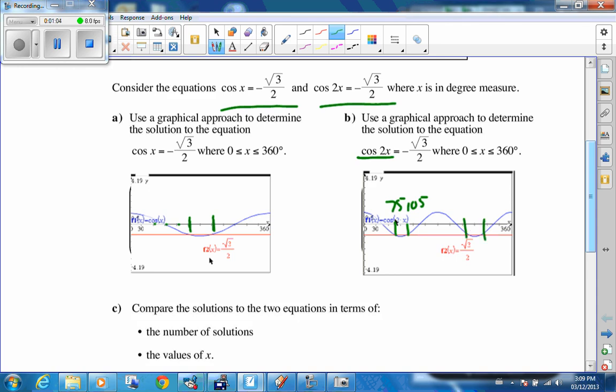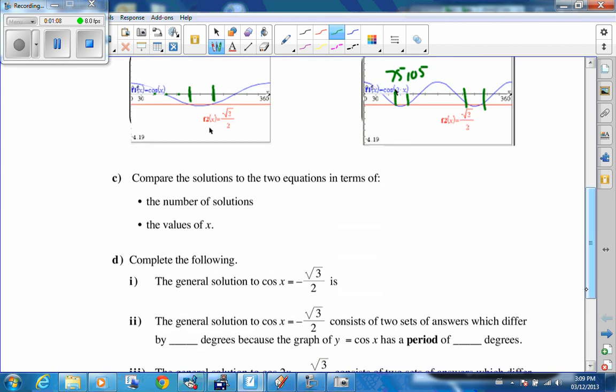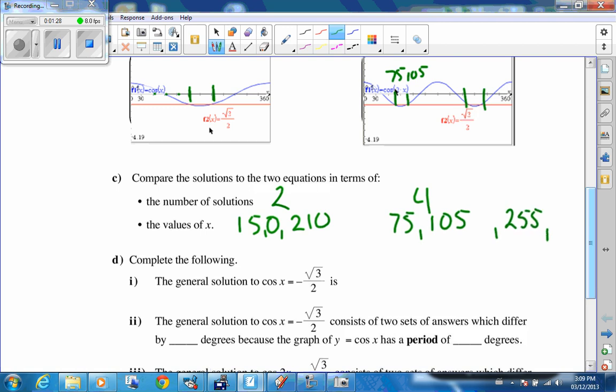The thing that we want to notice is that when it's cos 2x, we have four solutions here, compared to two solutions for cos x. The values of x are 150 and 210. And right here, there's 75, 105, and then it'll be 255 and 285. That seems right to me.